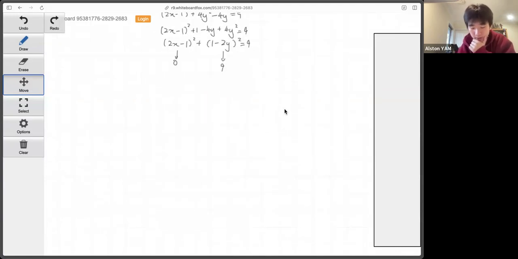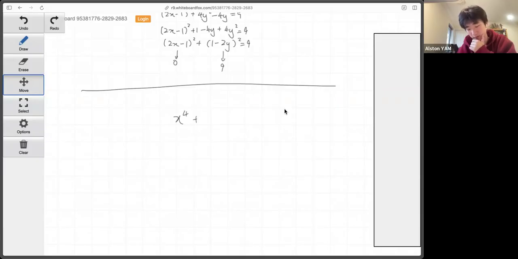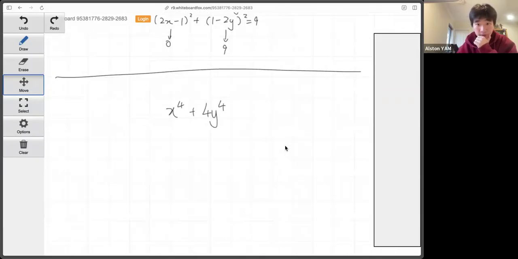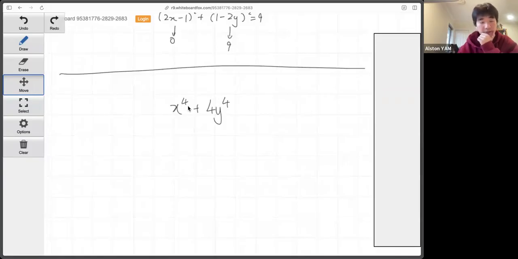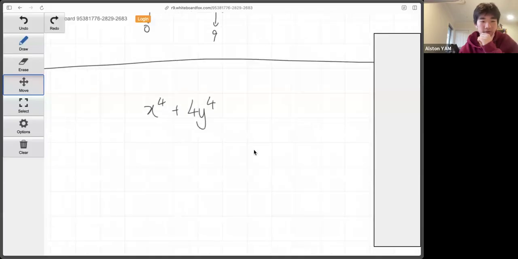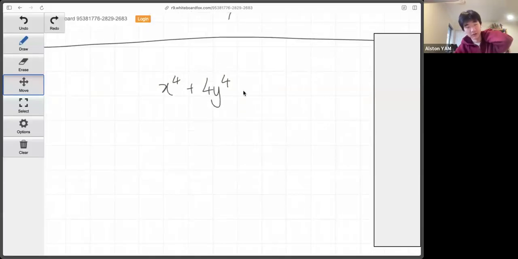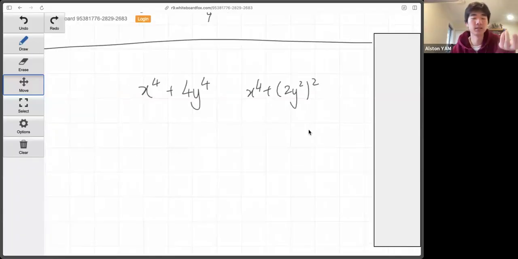So if we just consider this expression, I have x to the 4 plus 4y to the 4. We see x to the 4 is some kind of square, right? It's x squared squared, and then plus 4y to the 4. Oh, I guess it's not really a square, but okay. You can see why I thought it was a square. Actually, no, it was okay, this was a square. This was 2y squared, whole squared. So it is x squared squared plus 2y squared whole squared. Yeah, so it is the sum of 2 squares.